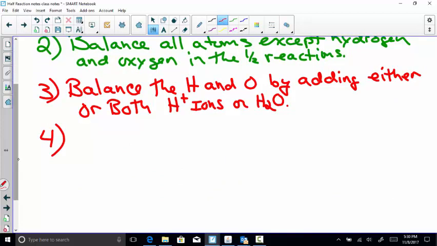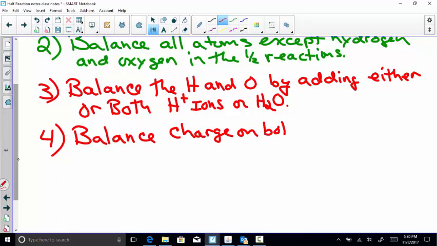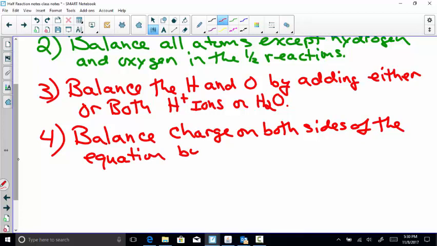Okay, now that we have all of our atoms balanced, the next thing we need to do is balance charge. So we need to balance charge on both sides of the equation by adding electrons. So this is where adding the electrons comes in.